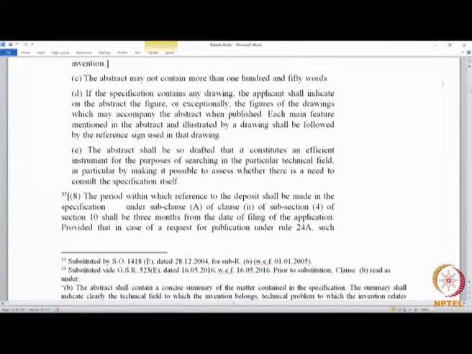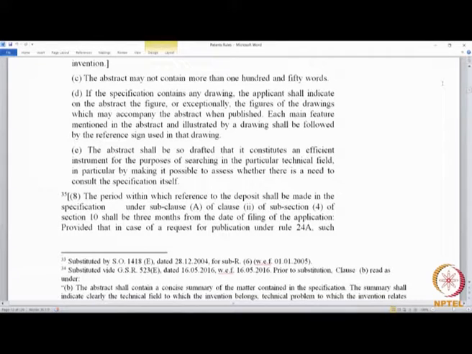Now, E states that the function of the abstract is mentioned in E. The abstract shall be so drafted that it constitutes an efficient instrument for the purpose of searching in a particular technical field, in particular by making it possible to access where there is no need to consult the specification itself. So, as we mentioned, abstract is a tool for search. Because it is a concise summary, the first level of search is likely to be that of the abstract. So, the abstract should be worded in such a way that there is no need for people who are searching to access or to consult the specification itself unless they want to look at it in detail.